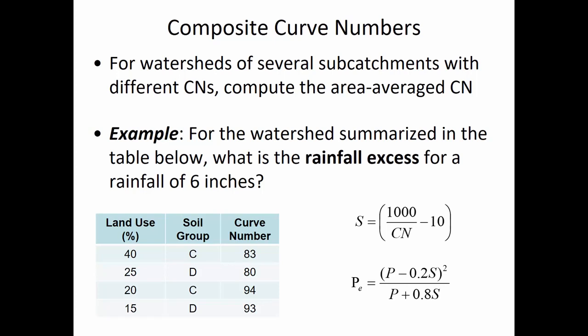Come up with a weighted curve number for this watershed, and then let's again go through the process of calculating the storage and then the precipitation excess when we have a defined storm depth of 6 inches. On this, the first step will be to find the average curve number. And it's not a simple average. We're not just adding them together and dividing by 4. Instead, based on this land use percentage, where it says 40%, just multiply 0.4 times the 83 curve number, and so on and so forth, and add them all together.